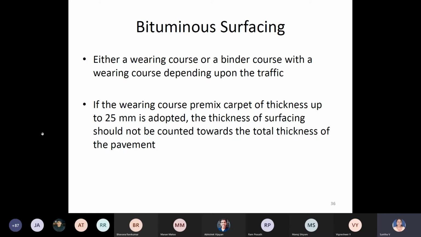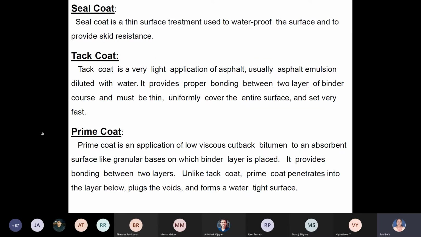Same thing for design also. You need not provide or design this 25 mm thickness as a separate layer. It won't be considered as a separate layer. Then the seal coat, tack coat, and prime coat. Anyway, this will be explained in your pavement construction part later.